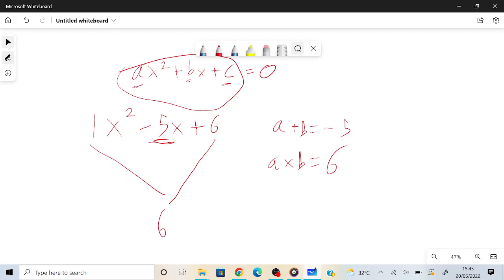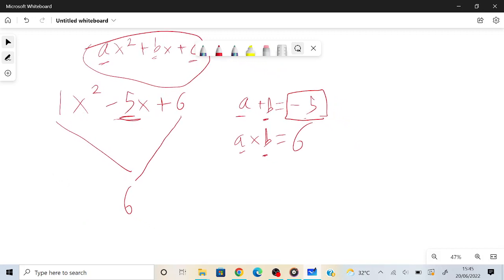So I need to find two numbers, a and b, that when they're added together, give me minus 5. Why minus 5? Because in this case, that's the coefficient of just x. In another question, it could be 10, it could be 1, it could be 4. And we need 6, because when you multiply the coefficient of x squared with the term independent of x, we're getting 6. Again, in other examples, this could be 10, 5, 98, 99, etc.